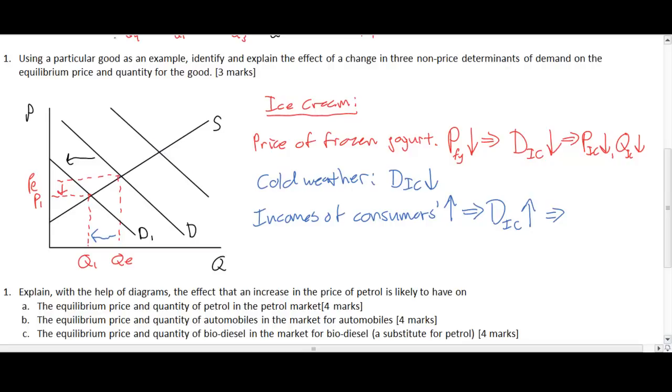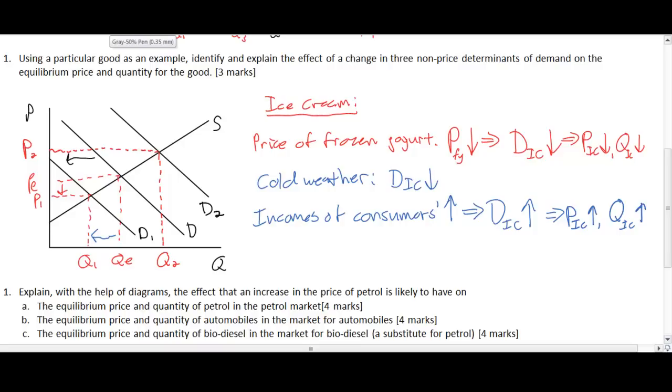Assume ice cream demand grows to D2. Ice cream now becomes more scarce, therefore producers supply a greater quantity and they charge a higher price of P2. So the increase in demand will lead to a higher price for ice cream and a greater quantity for ice cream. So I've just gone through three non-price determinants of demand for ice cream.